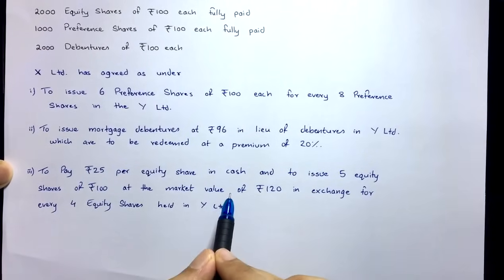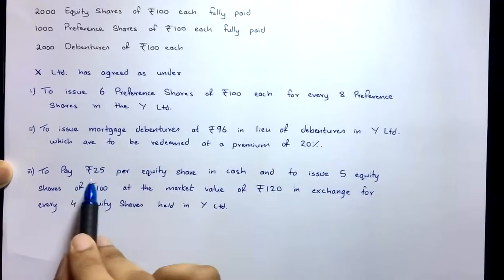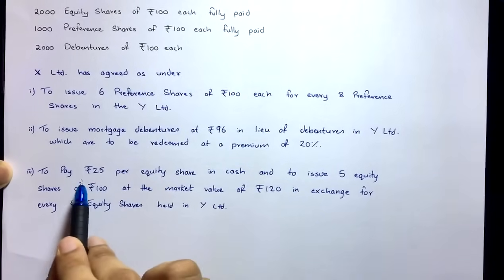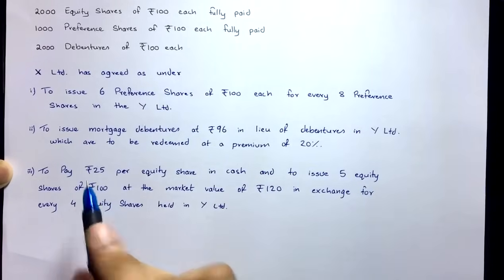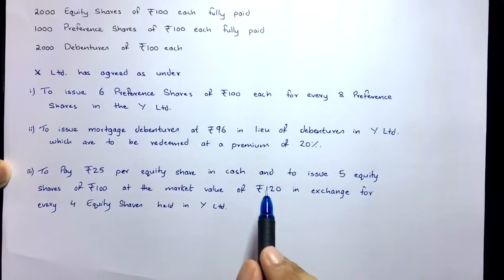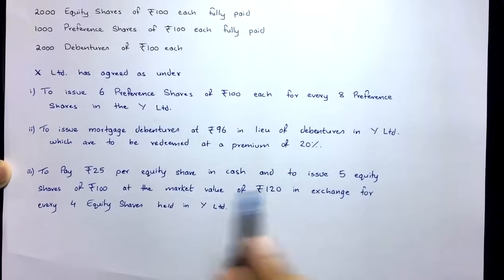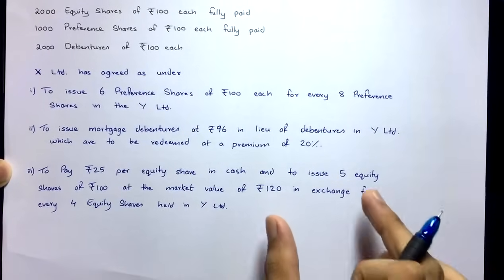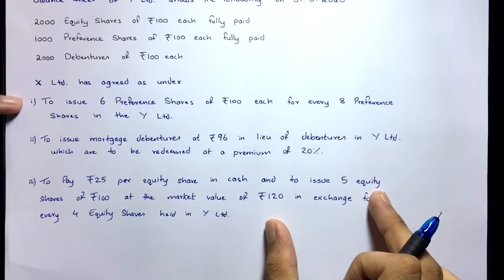To equity shareholders we are giving cash. Per equity share we are giving how much? Rupees 25. Fine, 25 per equity share cash, and to issue 5 equity shares. So we are also giving equity shares to the equity shareholders, but the exact number of shares is not given. Same as the first point.